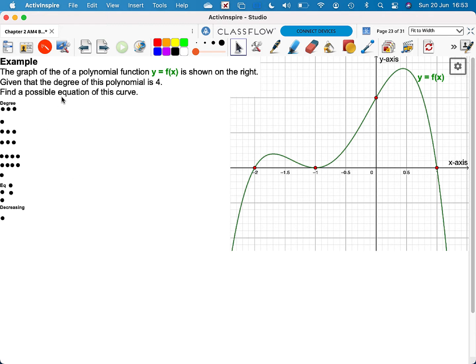Now, let's just read this question here. The graph of a polynomial function. It says a polynomial function because we don't know where it cuts the y-axis, is shown on the right. Given that the degree of this polynomial is 4, find a possible equation of this curve. And again, we can only find a possible equation because we do not know what the y value is where it cuts. Right, first of all, can you remember what a degree is? See if you can remember it now.